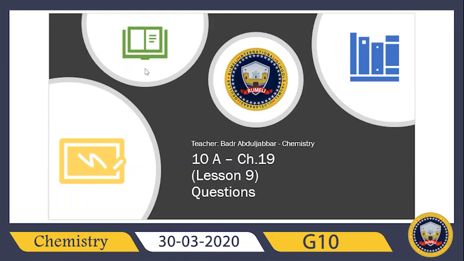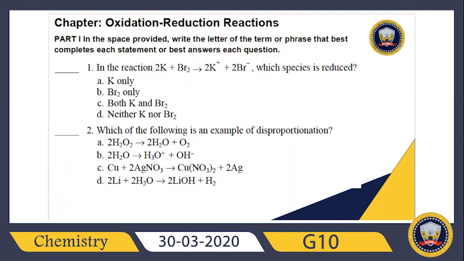Today, we will continue more questions about chapter 19 because it is very important. Okay, so this is lesson number 9, questions about chapter 19. So let's continue now. The chapter is, of course, oxidation-reduction reactions. Now, part 1, of course, you know it is multiple choice.